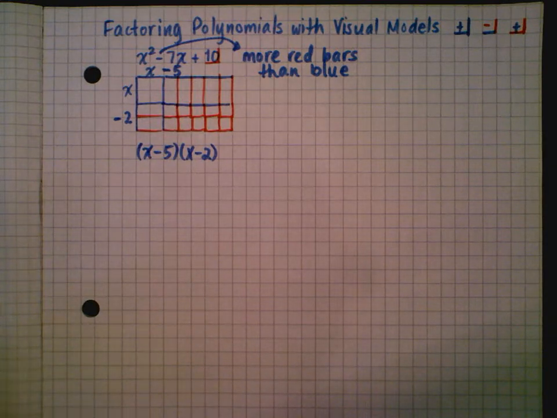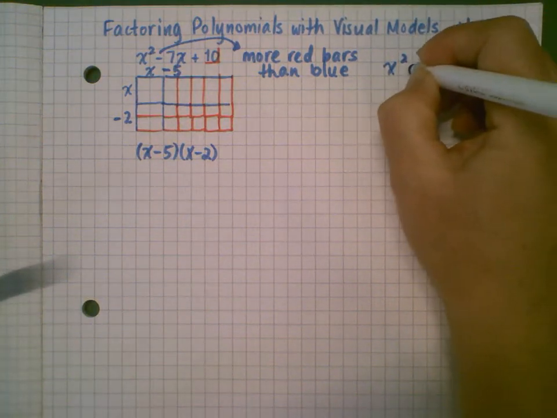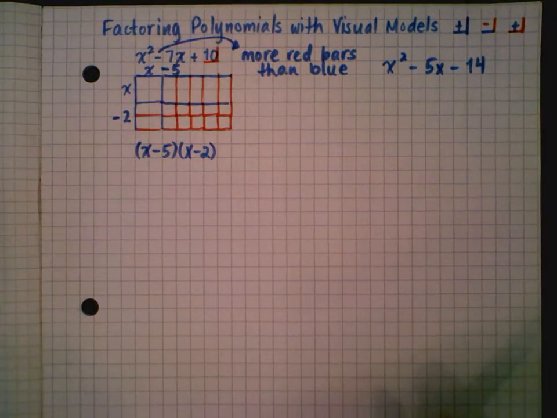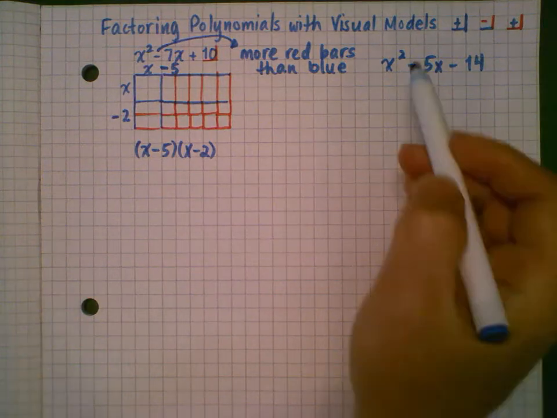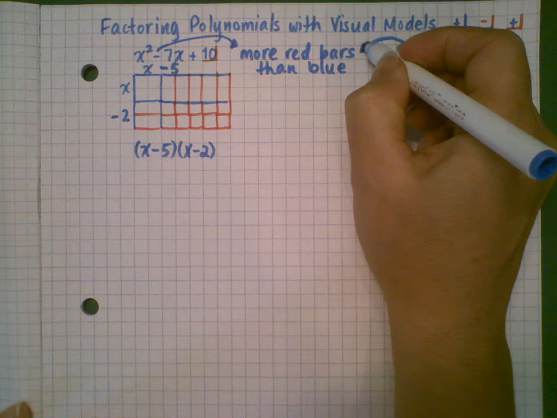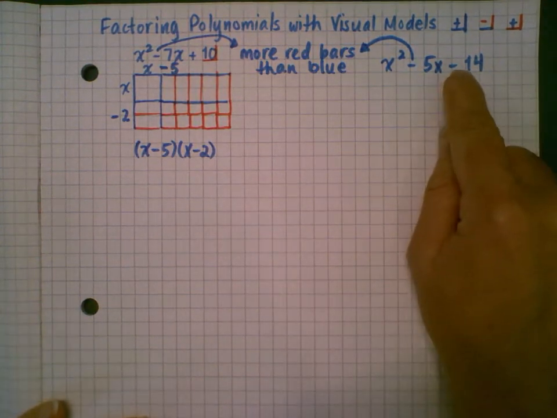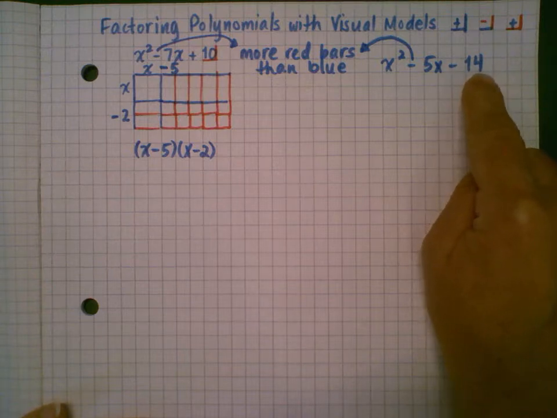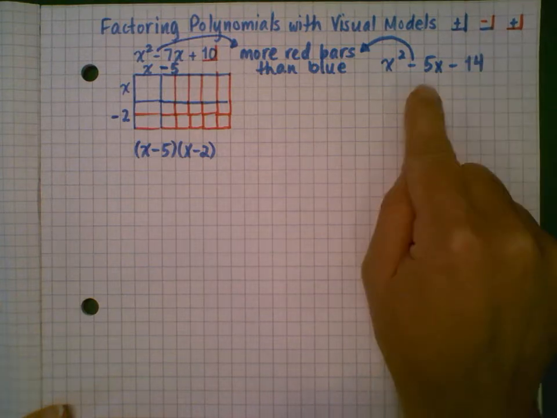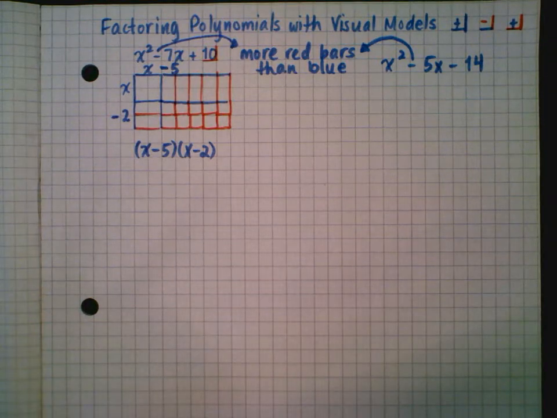Okay, let's look at another one, kind of similar. So x squared minus 5x minus 14. In this case, again, that middle term is negative. So because the middle term is negative, I'm going to end up with more red bars than blue. The constant term is also negative, which tells me that it's going to have intersecting reds and blues. So I've got more red than blue, but 14 made out of intersections of reds and blues.